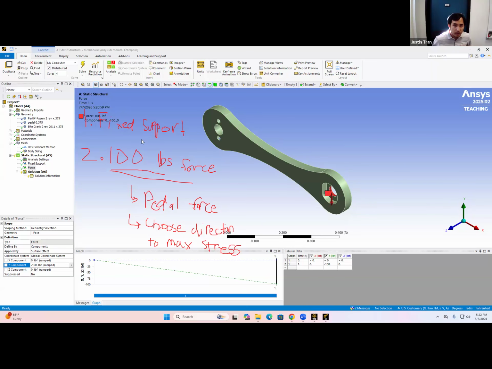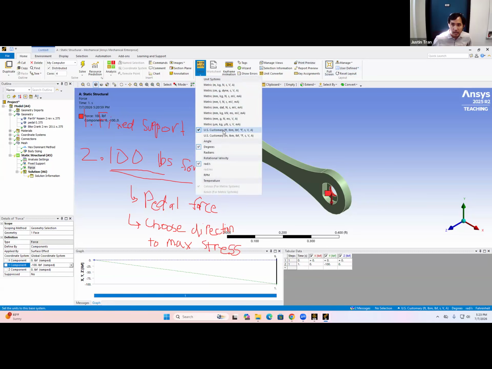Question from the chat: how do I switch the units to pounds? To switch the units, go to the top and click on Home. Then in the middle of the screen, after you click on Home, there is a button for units. You can click on either of the two at the bottom. Either of the US customary options will convert the units to pounds.